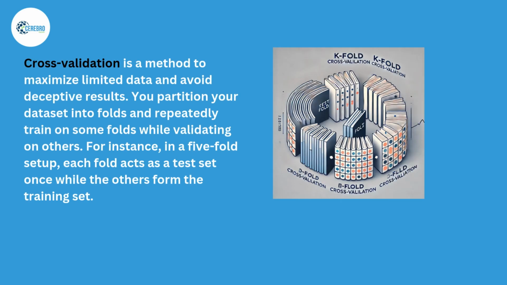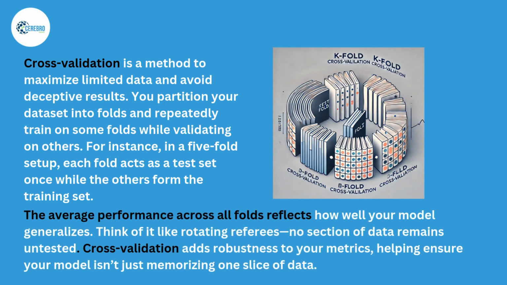Cross-validation is a method to maximize limited data and avoid deceptive results. You partition your dataset into folds and repeatedly train on some folds while validating on others. For instance, in a 5-fold setup, each fold acts as a test set once while the others form the training set. The average performance across all folds reflects how well your model generalizes. Think of it like rotating referees. No section of data remains untested. Cross-validation adds robustness to your metrics, helping ensure your model isn't just memorizing one slice of data.